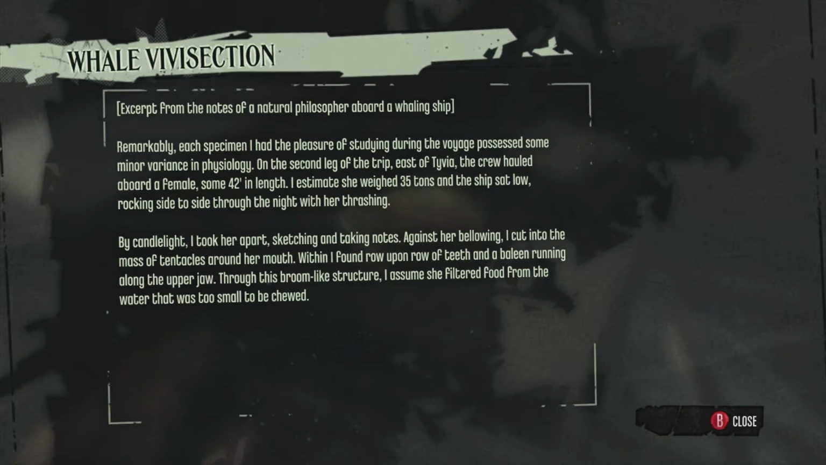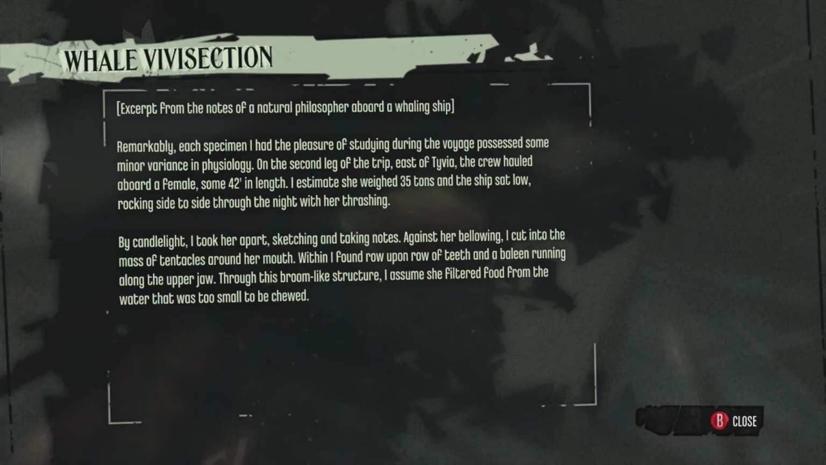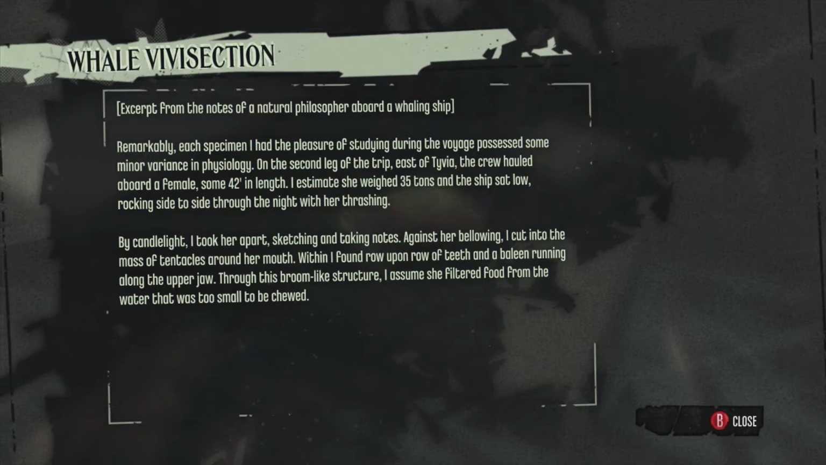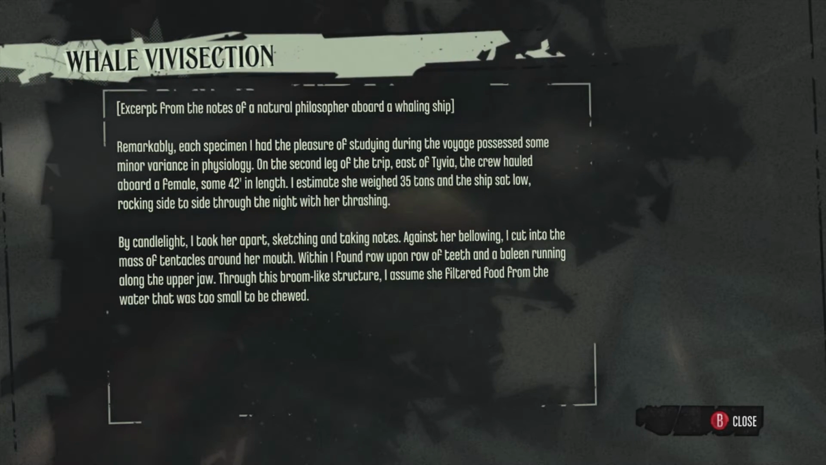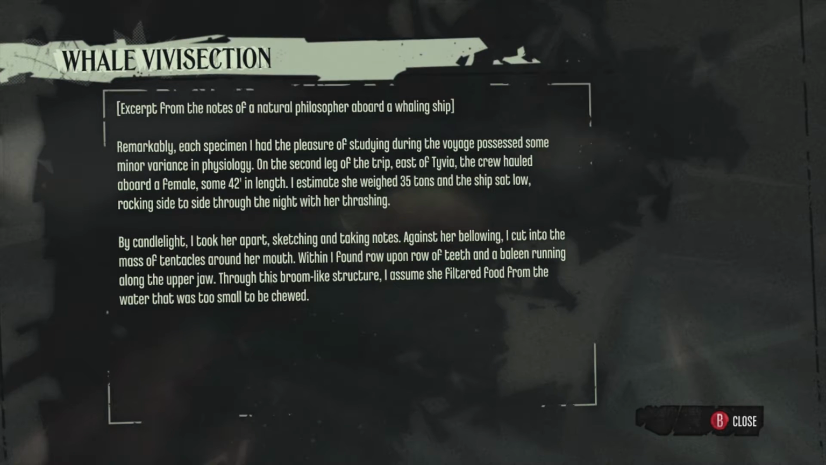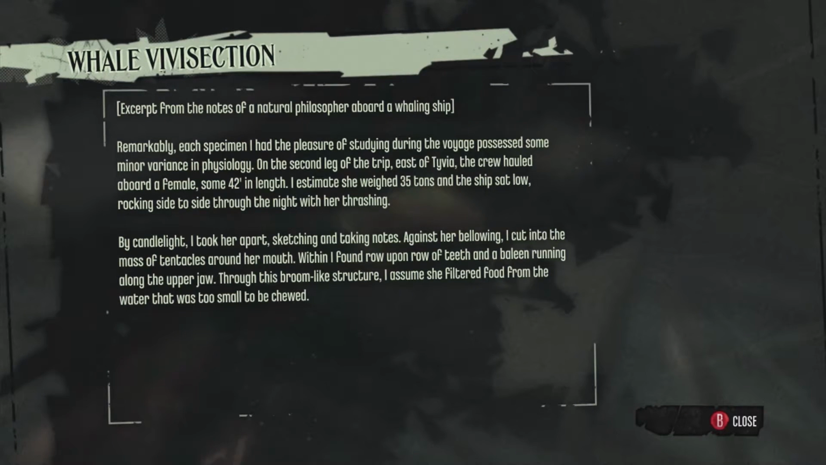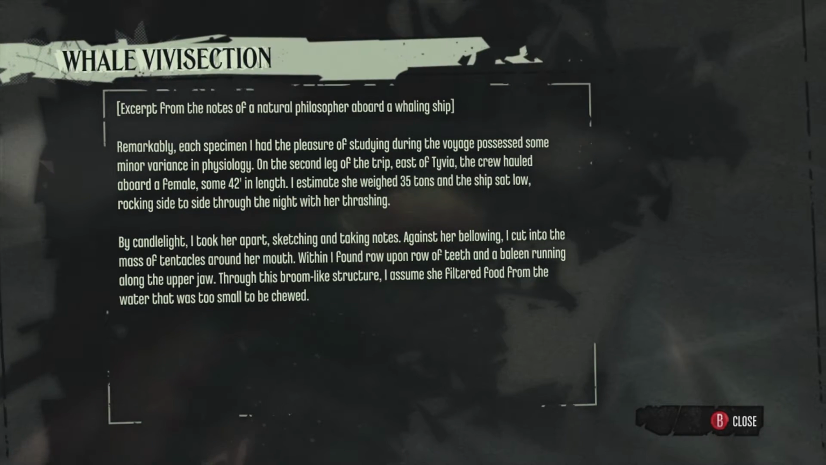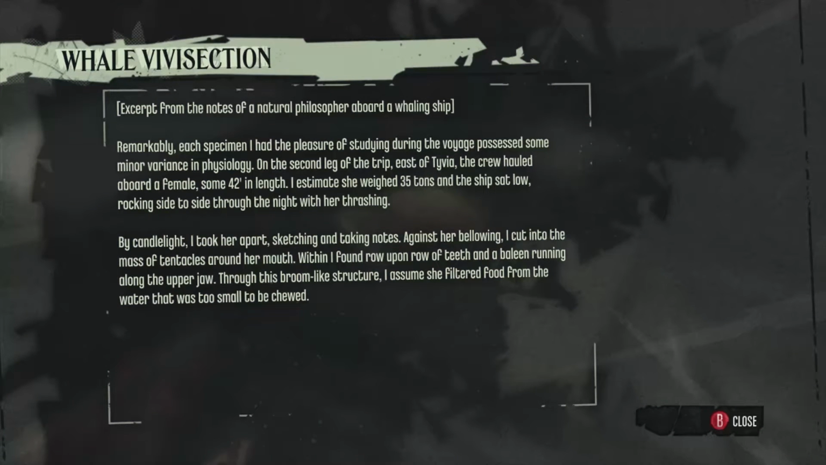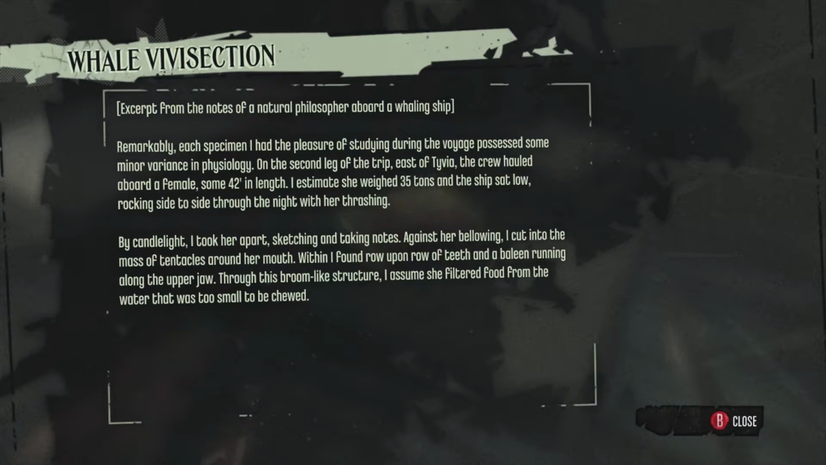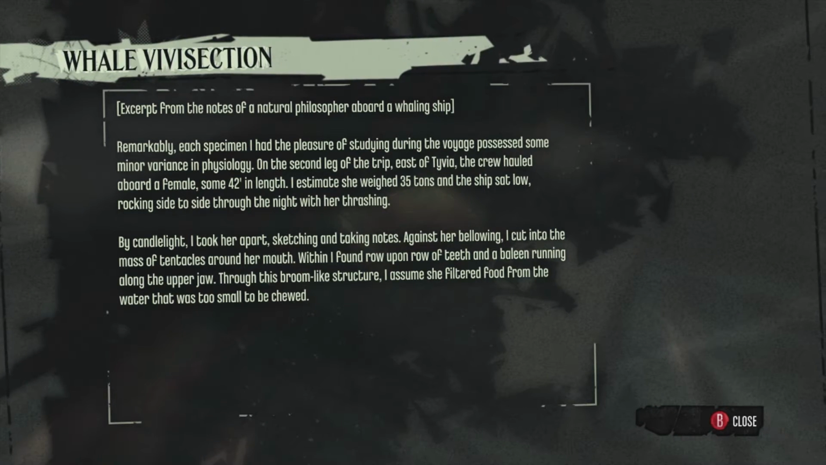So whales basically have these sieves in their mouth that catch food. That's a baleen, which can look like tentacles described above, but they're actually made of the same type of thing your fingernails are made of, called keratin. You'll hear them talk later about whalebone, but they're probably talking about these fibers of the whale's mouth because they're easy to carve. Through this broom-like structure, I assumed she filtered food from the water that was too small to be chewed. Alright, so that sounds very unpleasant.